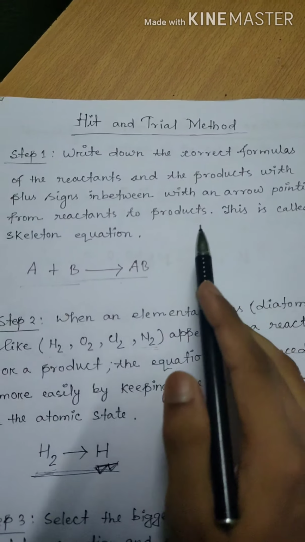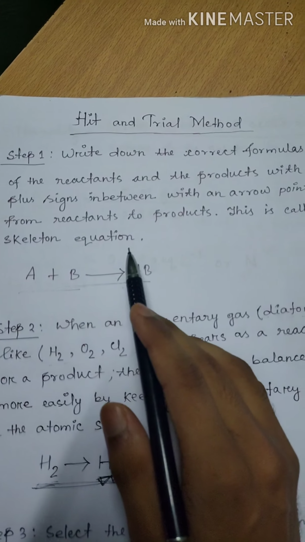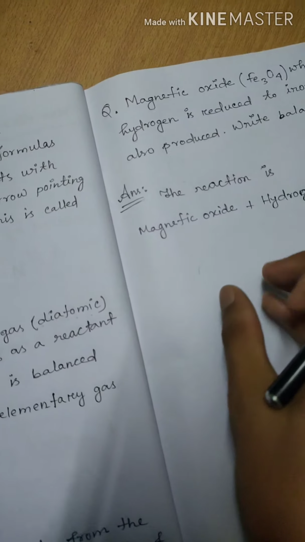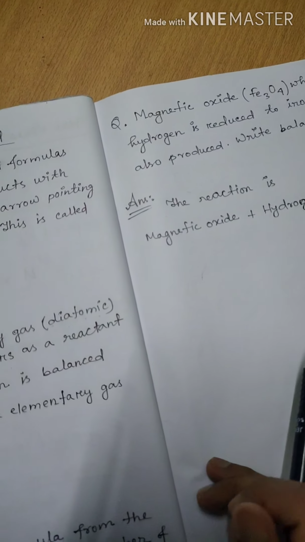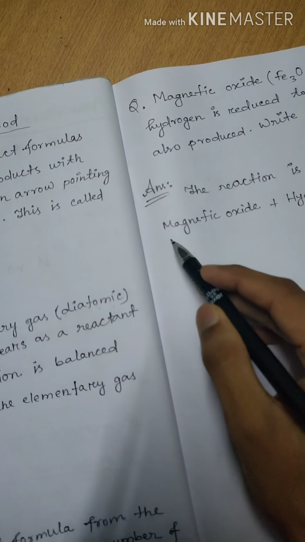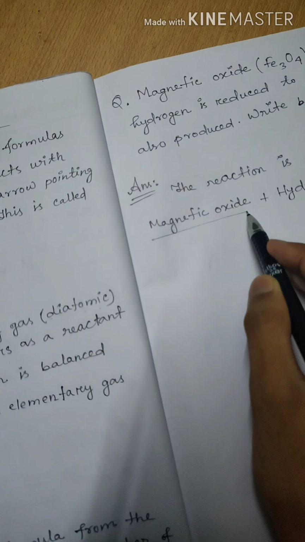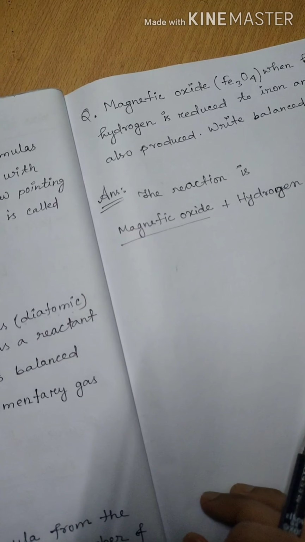Okay, this is called the skeleton equation. So we have to write first the skeleton structure, which means we have to write the magnetic oxide in its chemical formula.